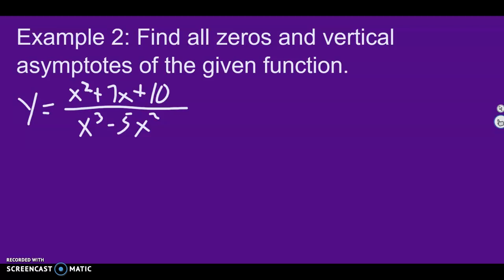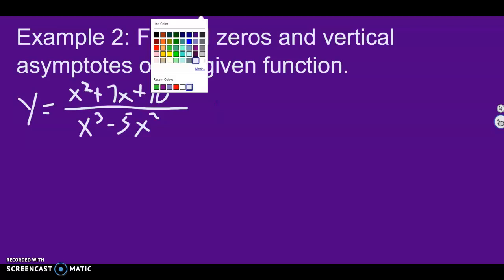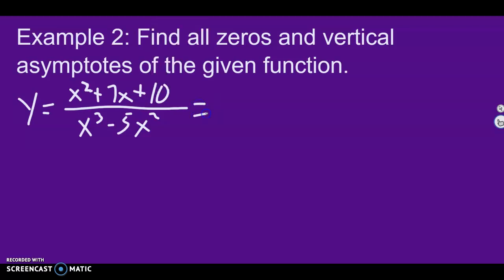All right, so in this example, we're going to have a little bit of a higher level question. It's asking us to find all zeros and vertical asymptotes of the given function. Our function is y equals x squared plus 7x plus 10 divided by x to the third minus 5x squared. Well, in order to do this, we're going to go back to what we've done in this entire chapter. Everything starts by looking at the function in its factored form. So let's go ahead and put this into factored form.